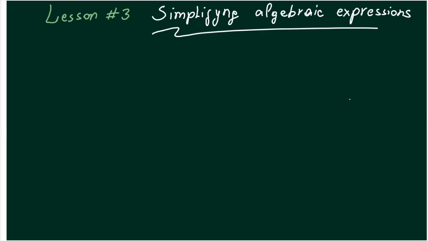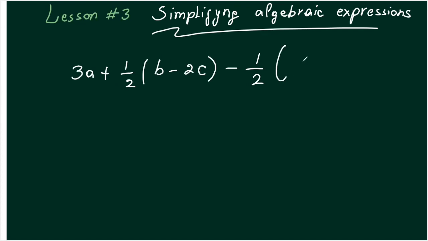Okay, let's look at a real example of simplifying algebraic expressions. For example, 3 times a plus 1/2 multiplied by the difference of b and 2 times c, minus 1/2 multiplied by the sum of 2 times a and 3 times b. Okay, let's simplify this one. Firstly, we have to identify the brackets and solve them. There are 2 brackets and we have to apply the distributive property for each bracket. I use arrows to show that I distribute the outside term to the inside of the bracket, like this.